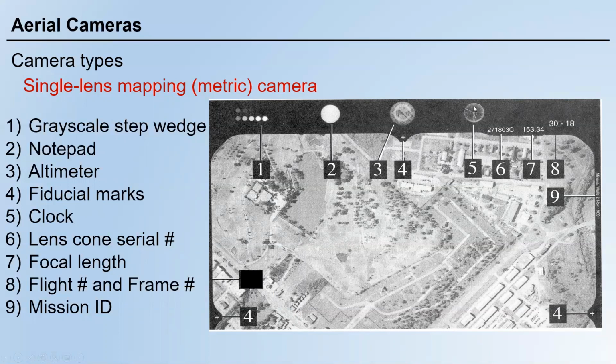Number five is the clock. It shows the time the photo was taken. Number six, lens serial. Here is the serial number of the lens of the camera used to take this photo. So it's the ID of the lens in the camera. Number seven, focal length.